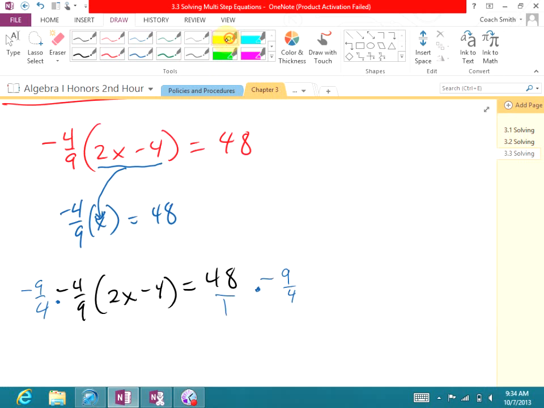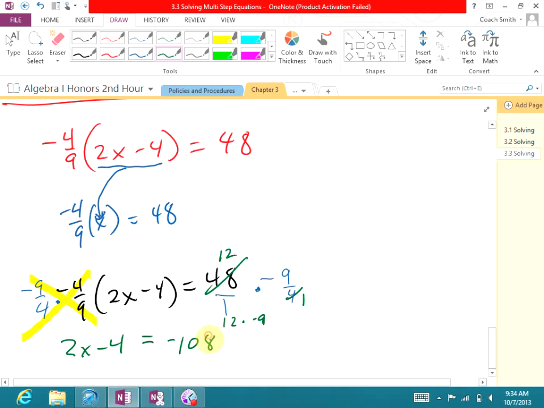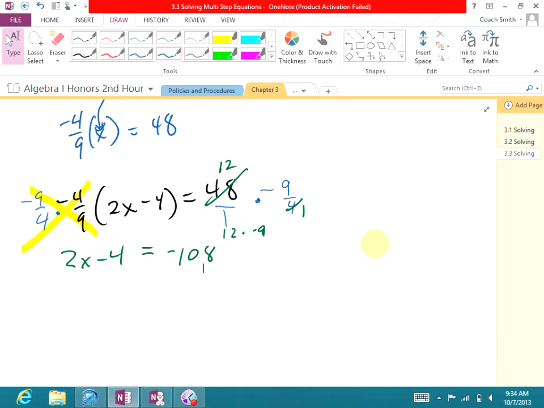Okay, and so what that does over here is it cancels out that fraction. So all I have over there now is 2x minus 4. Equal, now I cross cancel. 4 into 4 once, 4 into 48 12 times. So what is 12 times negative 9? 108. Negative 108. Okay, so that's my new equation.